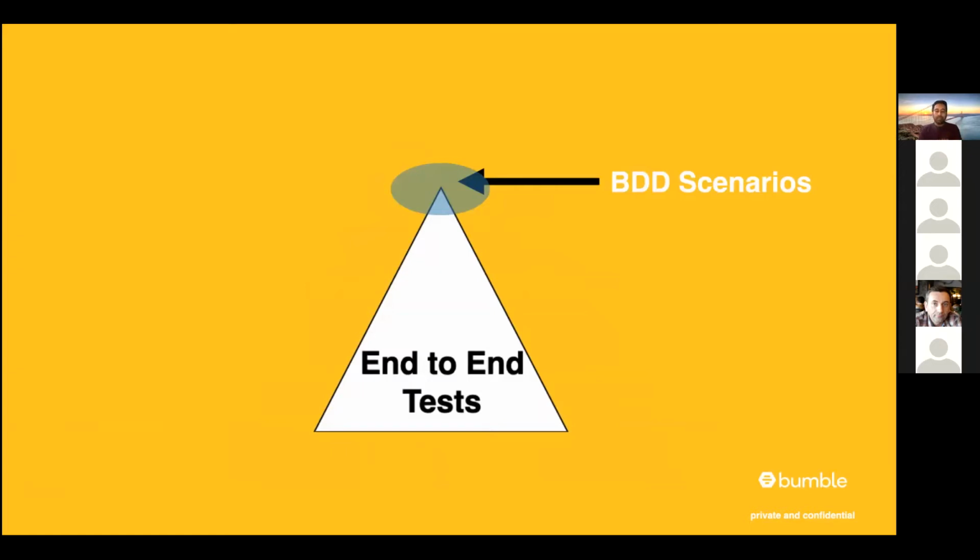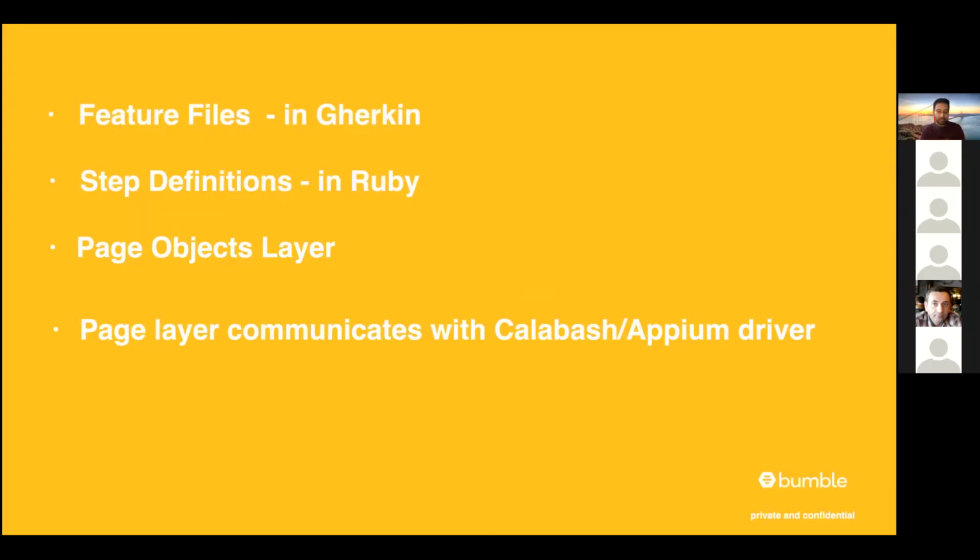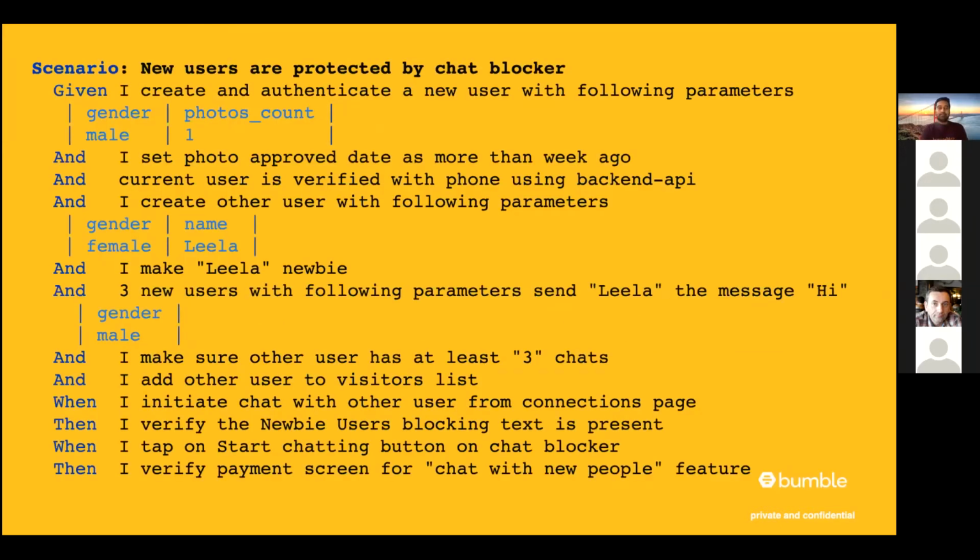At Bumble, we write scenarios in Gherkin syntax. We have the feature files there. Those feature files interact with the Ruby language as step definitions. The step definitions further interact with the page objects layer, and the page layer communicates with the tools which we use. Here at Bumble, we use Calabash and Appium drivers. So this is a test scenario which we usually have at Bumble. Let me go through what the scenario is about.